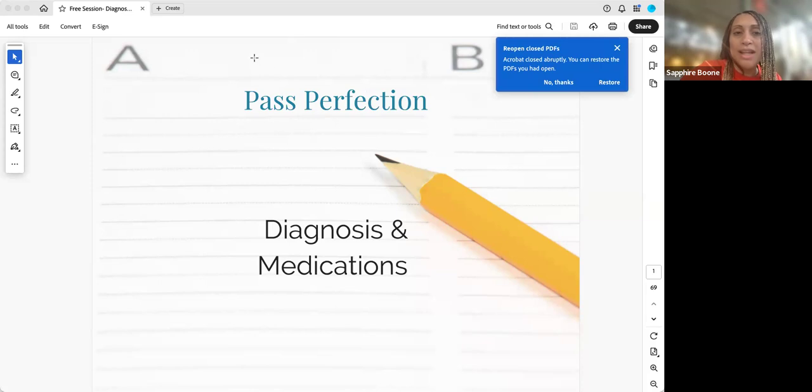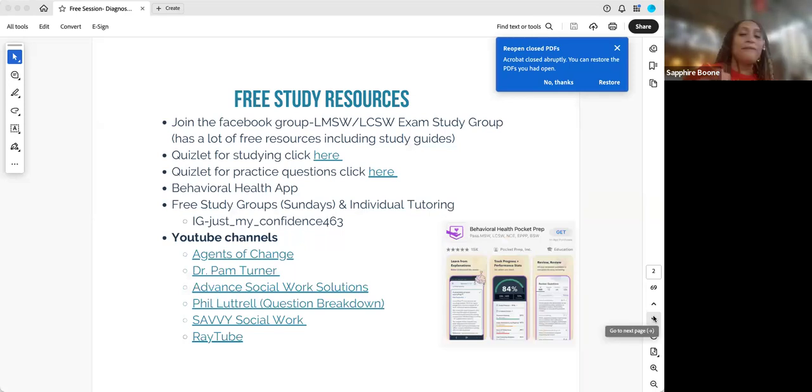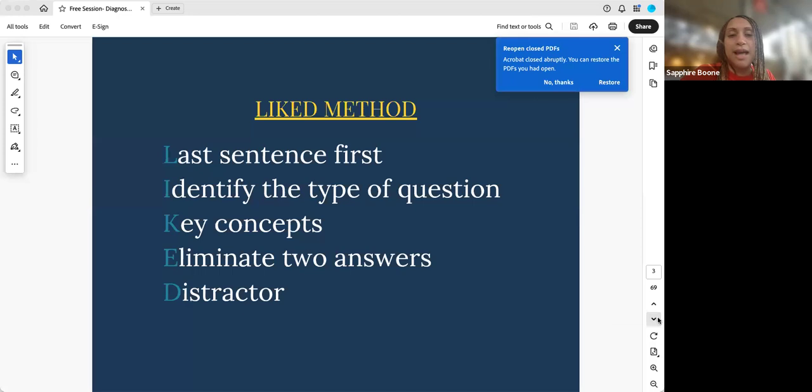Okay. Especially for those of you for whom this is your first night, welcome again. The first slide goes over some free resources. I always want you to know that there are free resources. You don't have to pay a whole bunch of money; there are things you can do to cut down on costs, so I always drop this here. The Behavioral Health app, Pocket Prep, is also pretty good for trying to keep fresh and study. It's a good app.